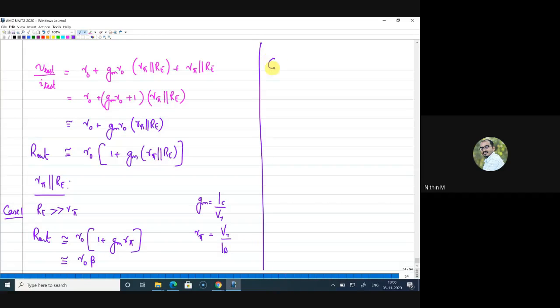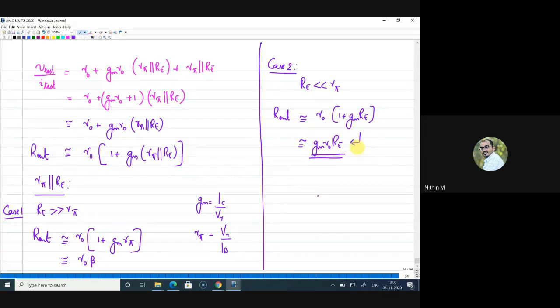Now I can take another case, case 2, when your RE is small compared to R pi. In that case, I can write the output impedance as approximately equal to R naught into 1 plus GM RE. Right. So it is approximately equal to GM R naught into RE. This result is in comparison with the MOSFET that we have seen before, right?